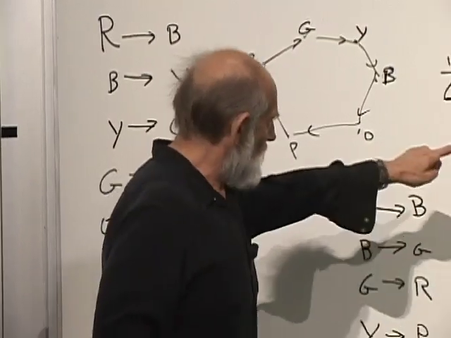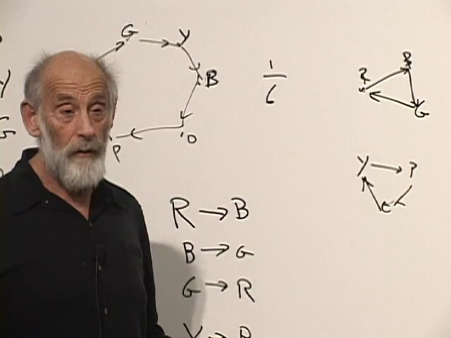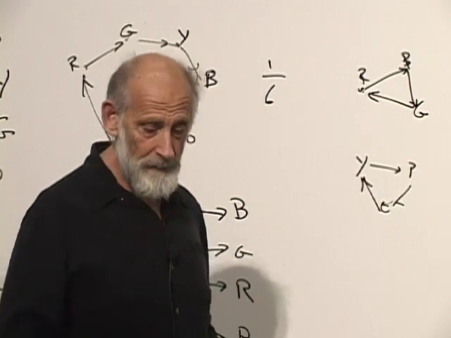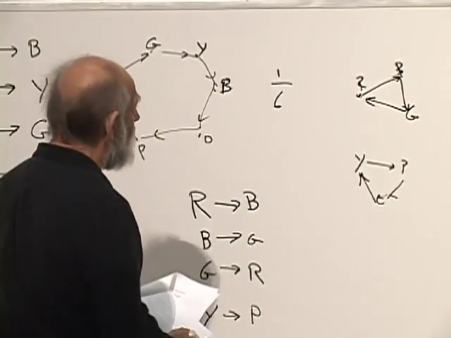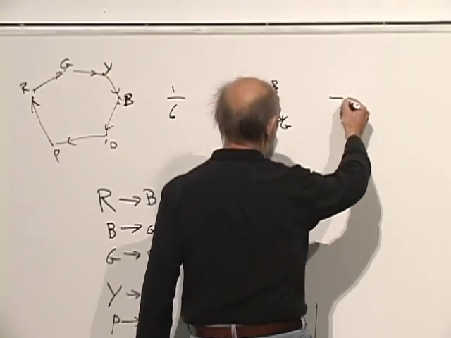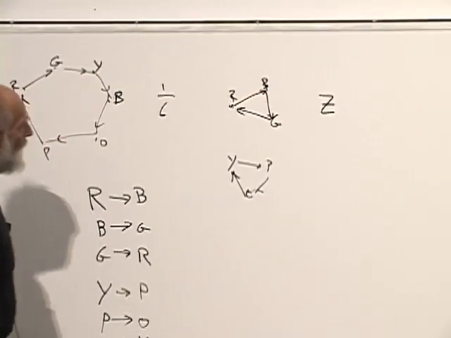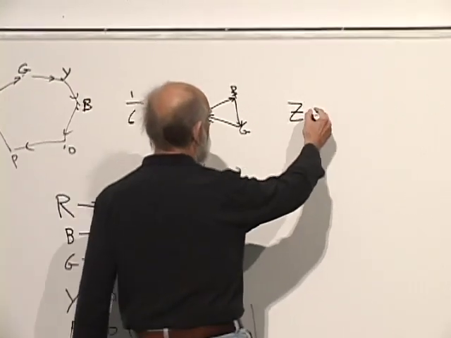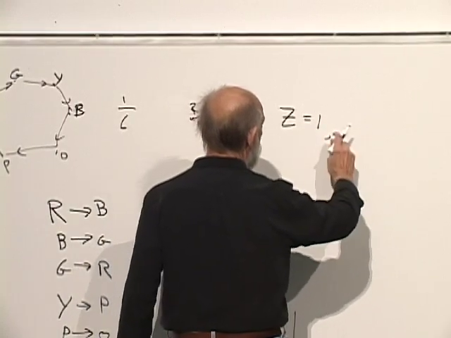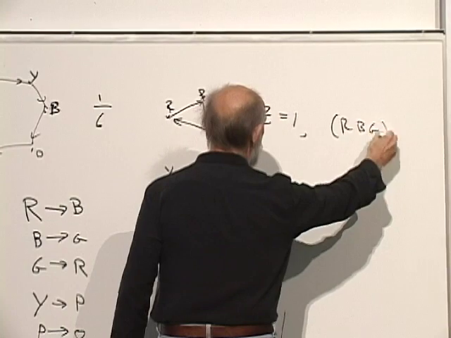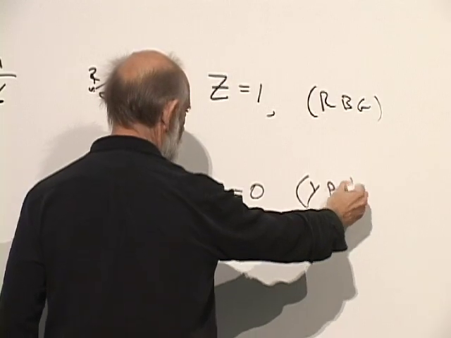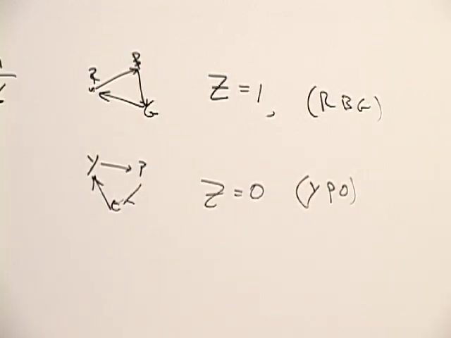But with this law of nature, this law of motion, there is something called a conserved quantity. All right? Let's define a quantity Z. Z is for zilch. The zilch has a value either 1 or 0. It's equal to 1 for red, blue, or green, and zilch is equal to 0 for yellow, purple, or orange. Two distinct orbits with two distinct values of the zilch.